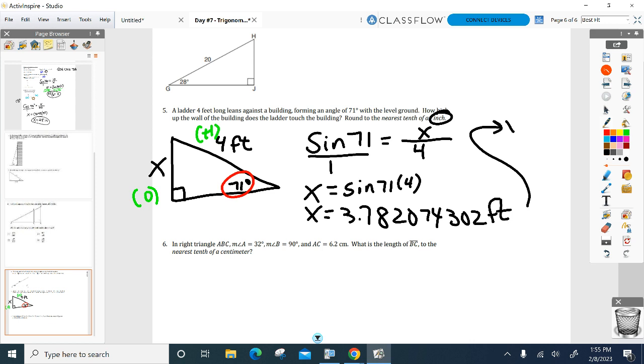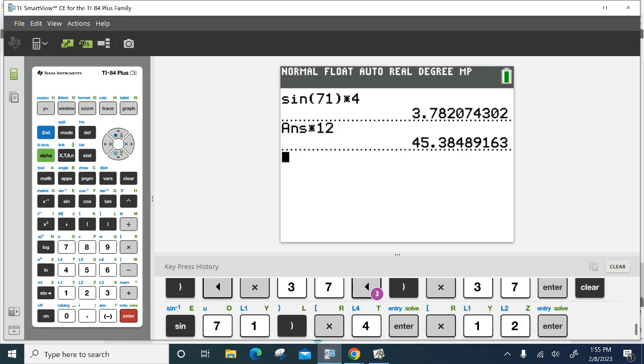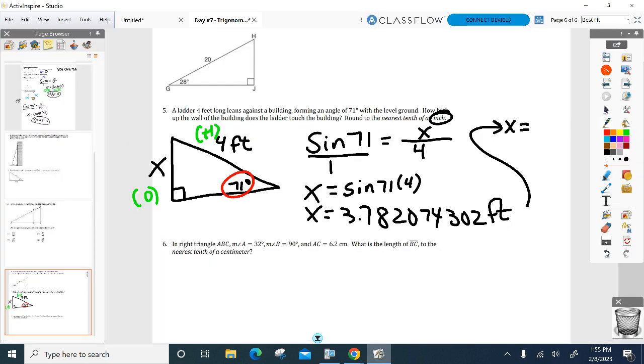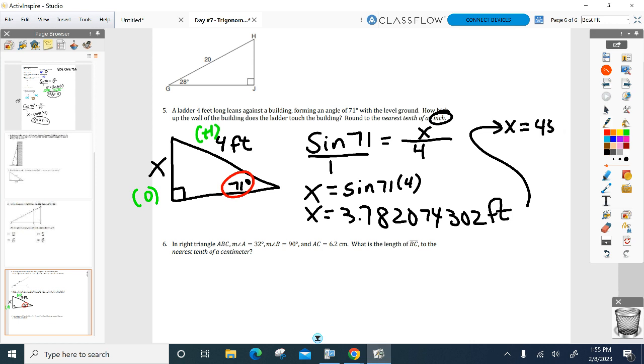I love to do that in this unit. Your diagram is in one unit, and I ask for your answer in a different one. So how can I convert this to inches now? Multiply by 12, yes. So multiply it by 12. Now you can round. So what are we looking for? Nearest 1/10 of an inch, so 45.4 inches.